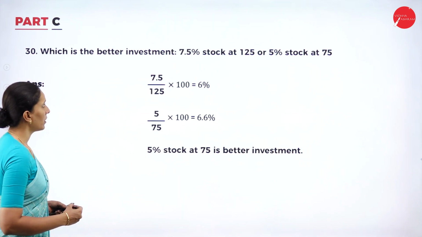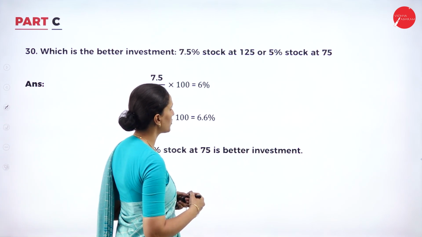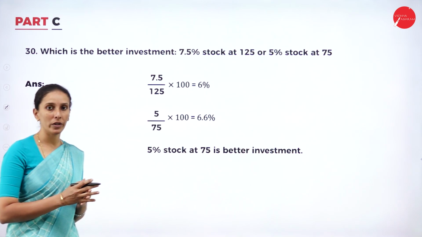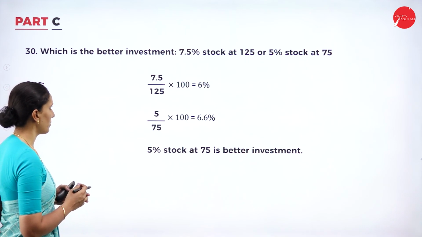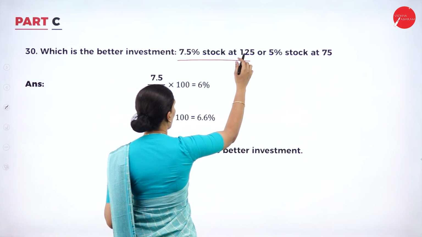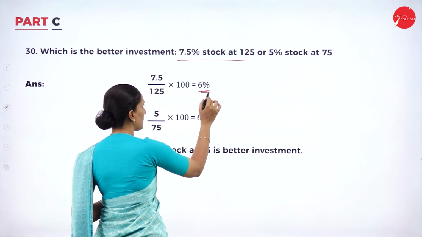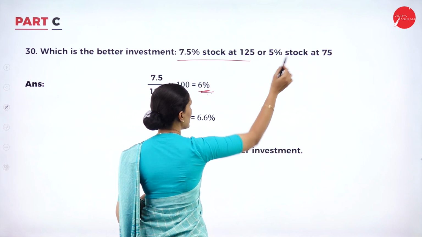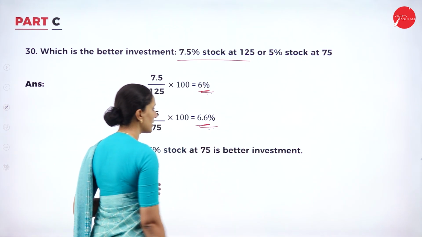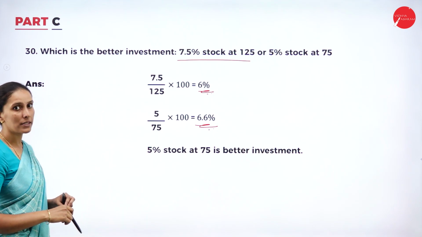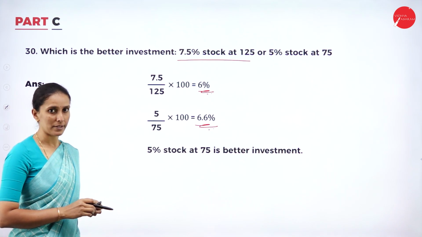Next, which is the better investment? 7.5% stock at 125 or 5% stock at 75. So, you will get one 3-mark question from stocks and shares. So, we have to find the better investment here. 7.5% stock at 125 means 7.5 by 125 into 100. So, we will get 6% yield here. Similarly, 5% stock at 75 means 5 by 75 into 100, which is 6.6% yield. So, if you see 6.6% is more and hence 5% stock at 75 is the better investment.